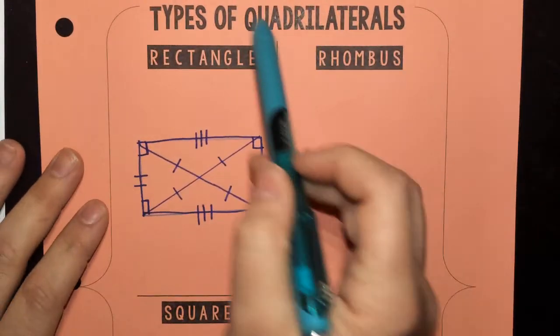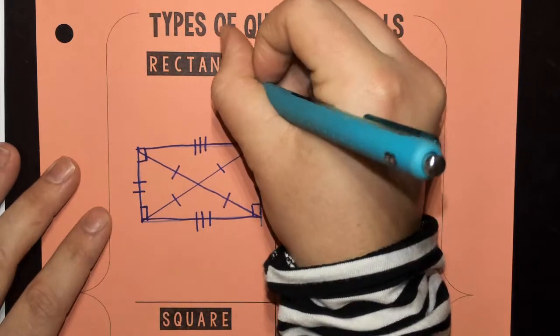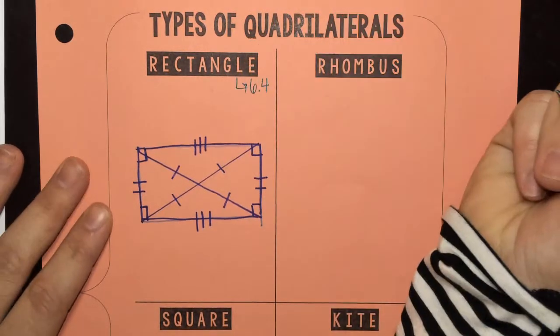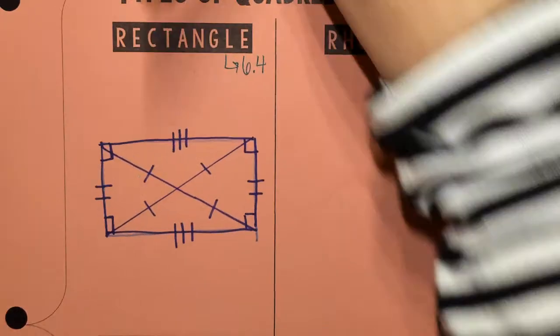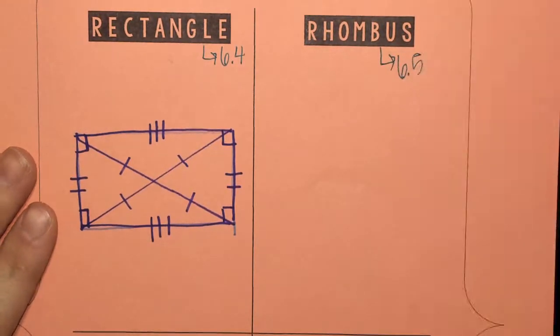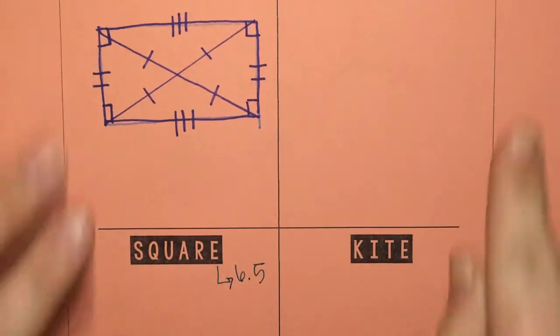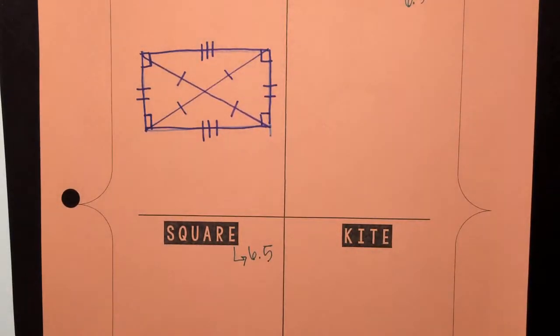All right, so we have rectangle, which we did last week. This is, if you want to write, 6.4. We have rhombus, which is 6.5. And then we have square, which is also 6.5. So you can see there's two different shapes that we're talking about in 6.5.